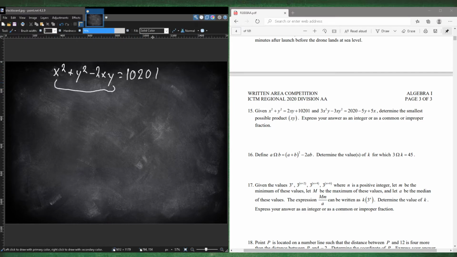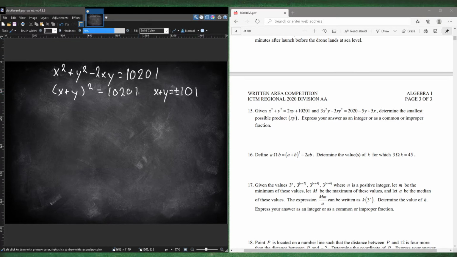And I recognize this equation. It's really common. It's actually just (x plus y) squared, and that's equal to 10,201. And then you could just use your calculator and take the square root of 10,201, which you will get 101. Since it's (x plus y) squared, that means x plus y is equal to positive or negative 101. It's one or the other because it doesn't matter if it's squared.